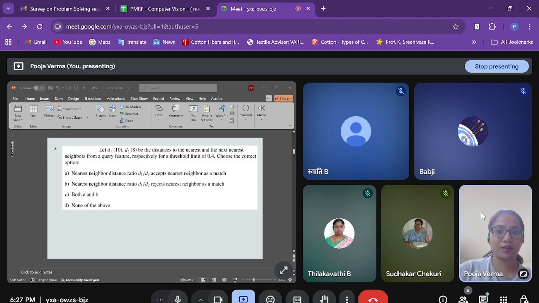Let D1 be 10 and D2 be 8, the distances to the nearest and next nearest neighbors from the query's feature respectively. For a threshold limit of 0.4, choose the correct option. Option A: the nearest neighbor distance ratio D1 by D2 accepts the nearest neighbor as a match. Option B: the ratio D1 by D2 rejects the nearest neighbor as a match. Option C is both A and B. Option D is none of the above.